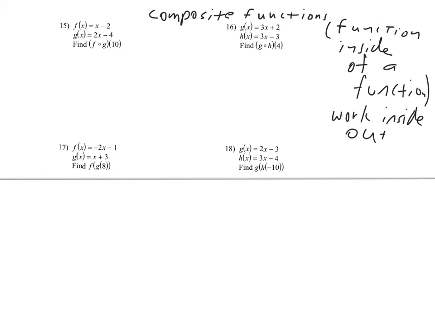On number 17, you can see the furthest inside thing is g of 8. So we're going to do g of 8 first. g of 8 means we're going to go to the g function, and we're going to plug in an 8 for x, just like we were doing in the last section. So that's going to be 8 plus 3, and so g of 8 equals 11. We plug in that number, and we just see what we get out.